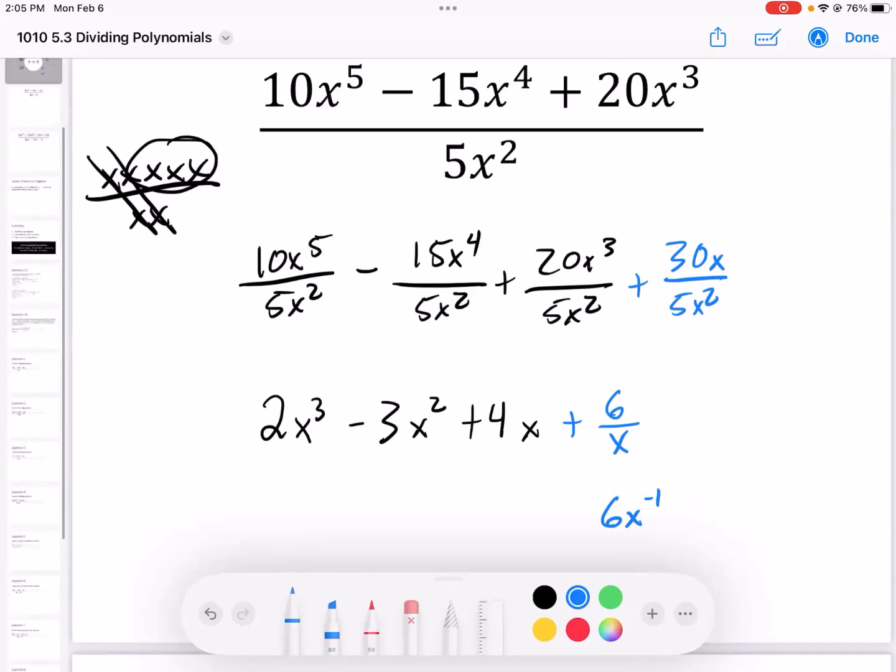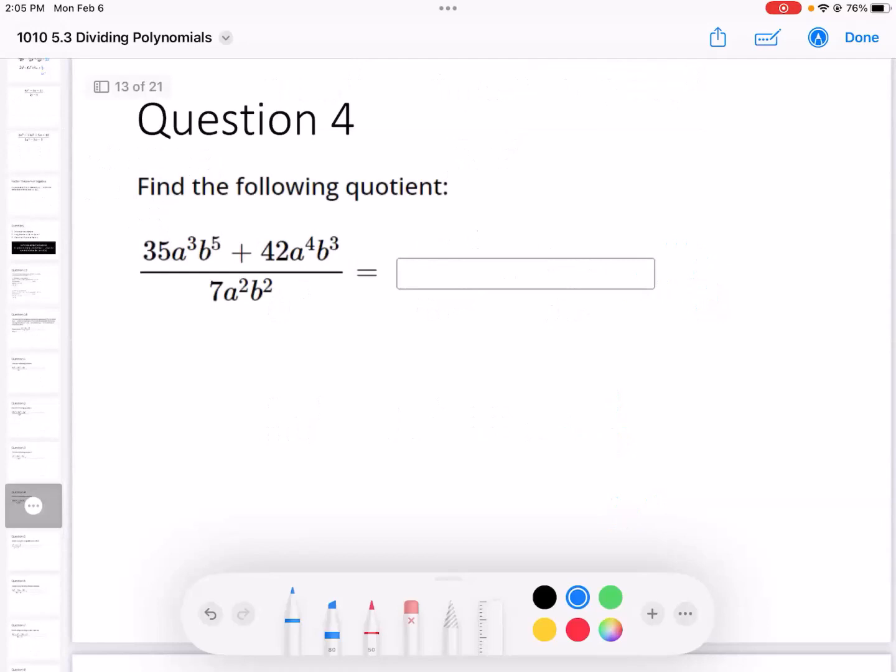On question 4 on your homework, they have some where you have A's and B's, but the process is still the same. So you'd say 35 divided by 7 is 5, A cubed divided by A squared is A, B to the 5th divided by B squared would be B to the 3rd. And you would do that same process even if you have multiple variables.